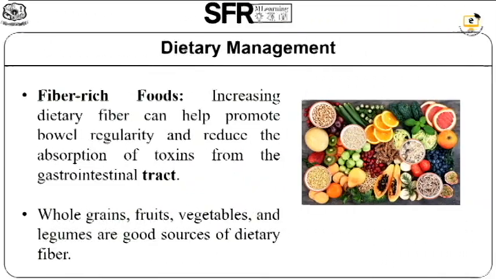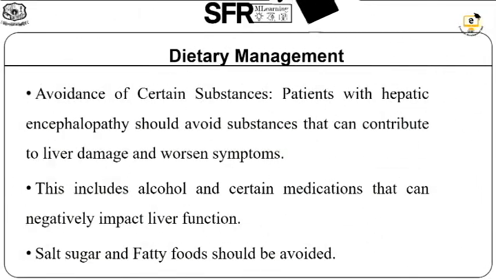And then, fiber rich foods. Increasing the dietary fiber can help promote bowel regularity and reduce the absorption of toxins from the GI tract. Whole grains, fruits, vegetables and legumes are good sources of dietary fiber. The whole grains and legumes, which contain protein, are very essential and well tolerated by hepatic encephalopathy patients. So it provides protein to the body and eliminates ammonia from the body with the help of fiber rich foods. And then, avoidance of certain substances.